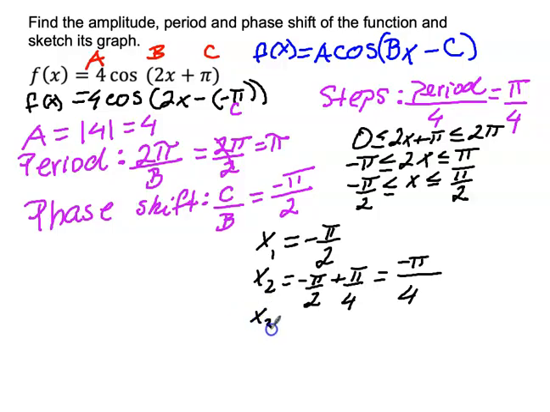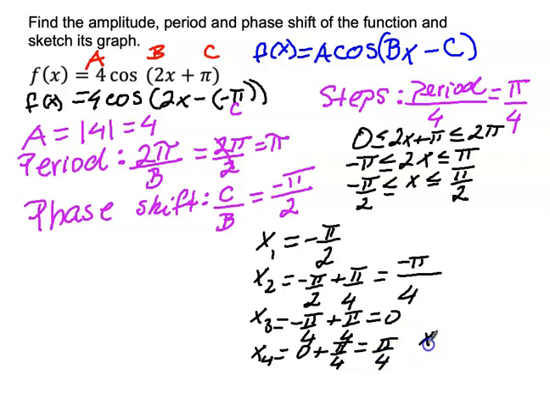So the third one is going to be negative pi over 4 plus pi over 4, which equals 0. The next point is going to be 0 plus pi over 4, which is pi over 4. And the last one is gonna be pi over 4 plus pi over 4, that is 2 pi over 4, which is pi over 2. So notice that our first point is negative pi over 2, our last point is pi over 2. And of course this function continues, but we just want to graph one period of this function.